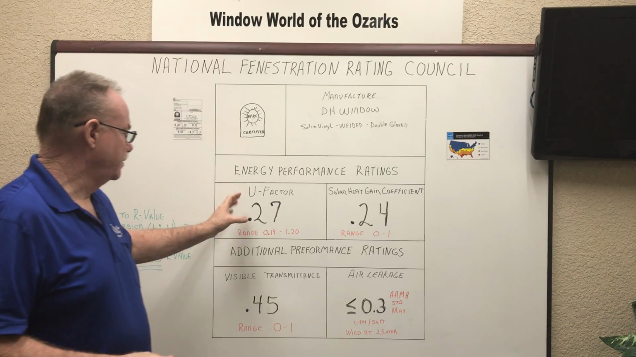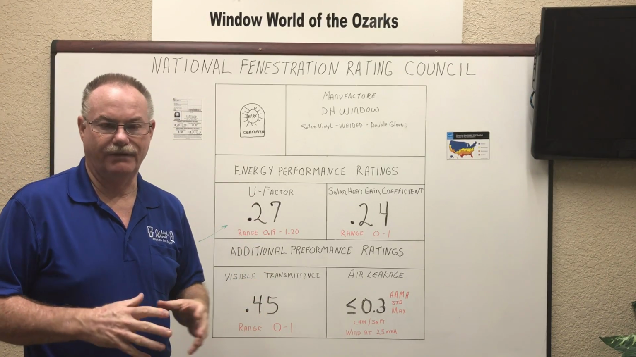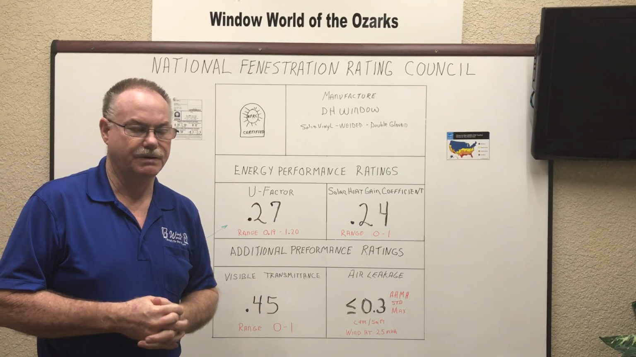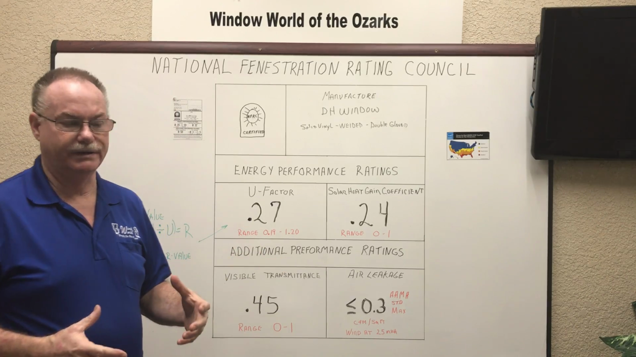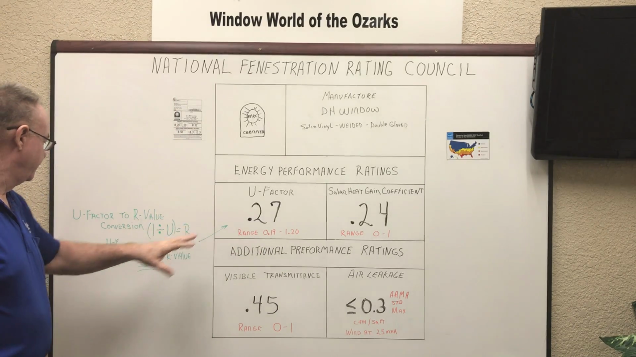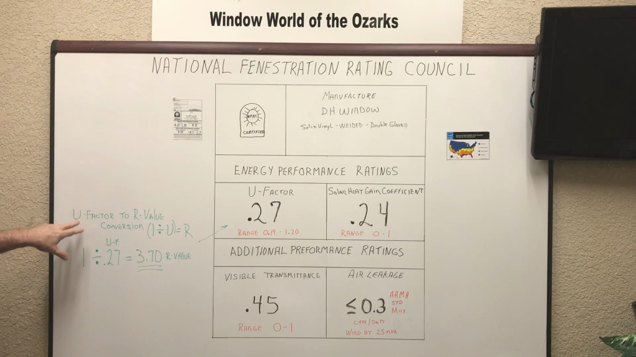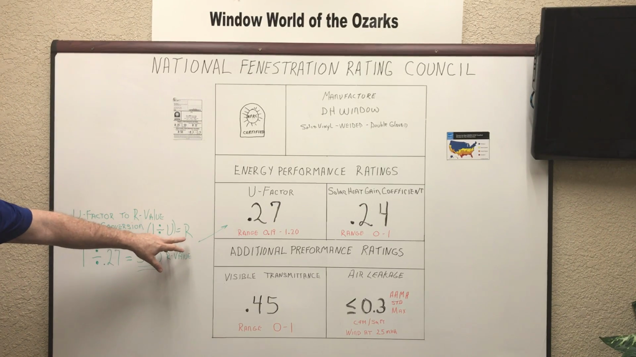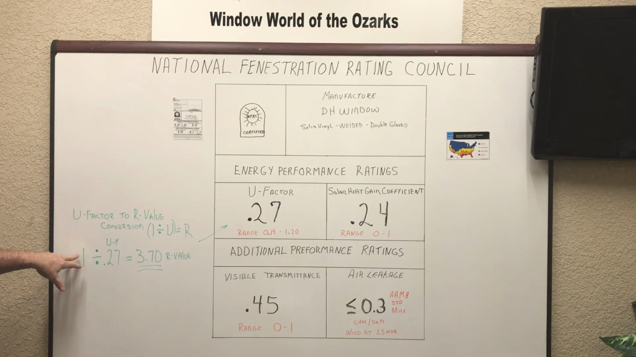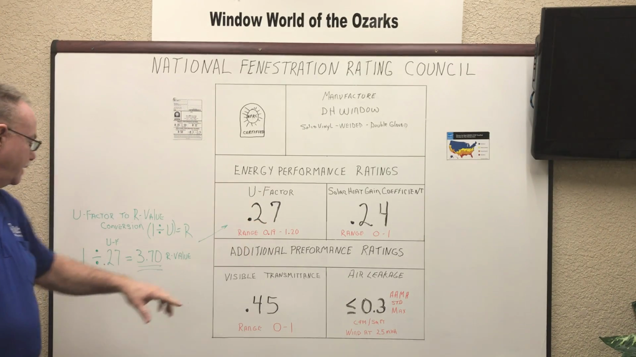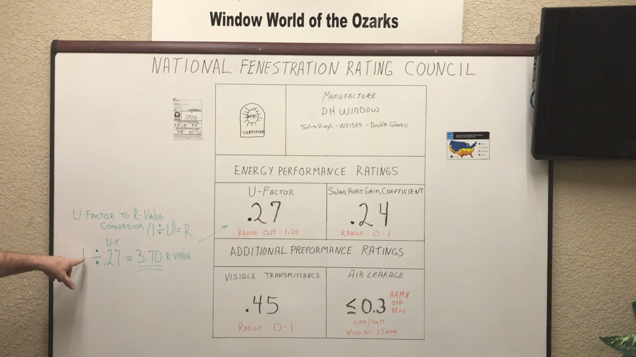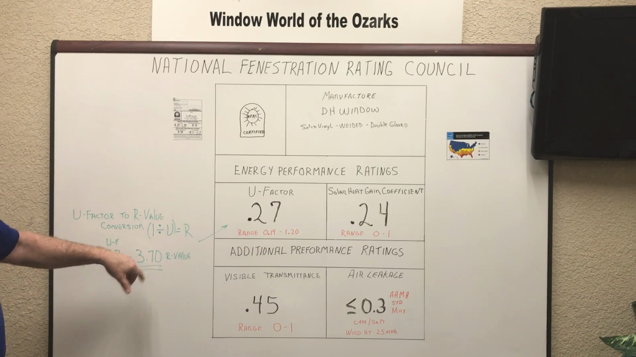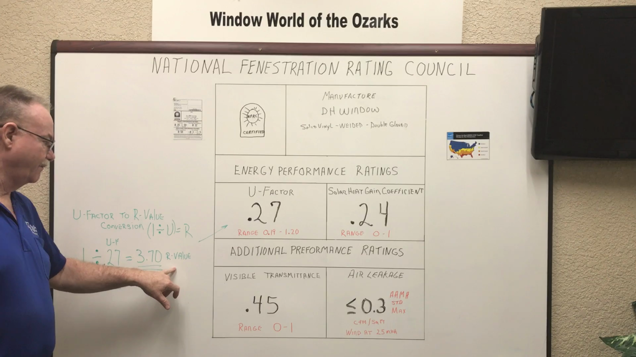And you can actually put the U factor into R value that most people can understand as far as insulating qualities. To do that, you take the U factor, which is the U, and the R for R value, and you take 1 divided by the U factor, which would be 0.27. So 1 divided by 0.27 would equal 3.70 for your R value.